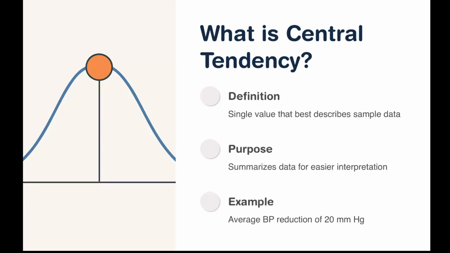So what is the purpose? It summarizes the data for easier interpretation. As an example, if you want to discuss antihypertensive medications, an average BP reduction of 20 millimeters of mercury. So this is how we describe it. That is the central tendency of a particular drug.